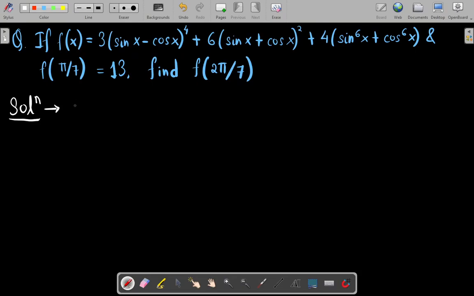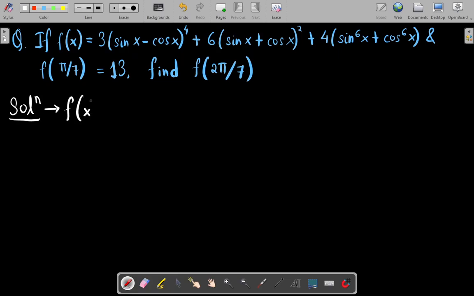Hello everyone. In this question, it is given that f(x) equals 3 times (sin x minus cos x) whole raised to the power 4, plus 6 times (sin x plus cos x) whole square, plus 4 times (sin to the power 6x plus cos to the power 6x), and f of pi by 7 is equal to 13. Then we have to find the value of f of 2 pi upon 7. Okay, so let us start.